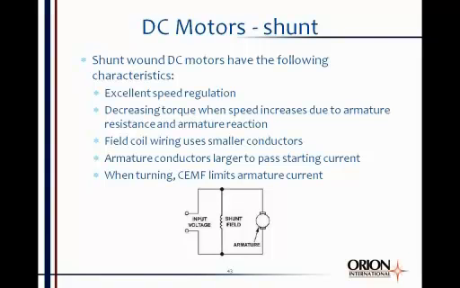When the motor starts turning, what limits current flow in the DC motor is counter electromotive force, or generator action, and that limits the armature current to a reasonable value. What limits armature current when the motor first starts is simply the resistance of the armature. So as it starts turning, counter electromotive force is generated and the current comes down.